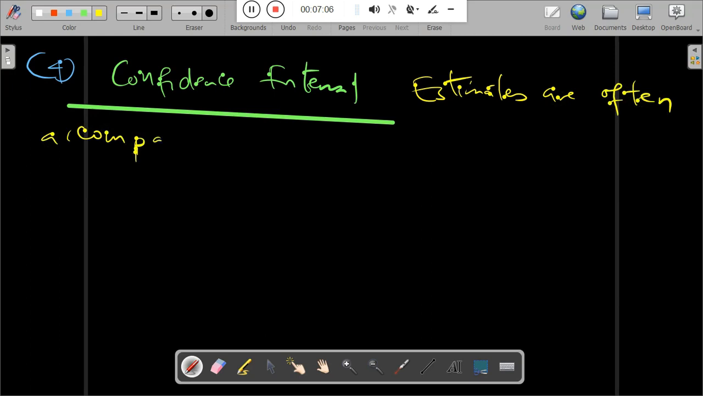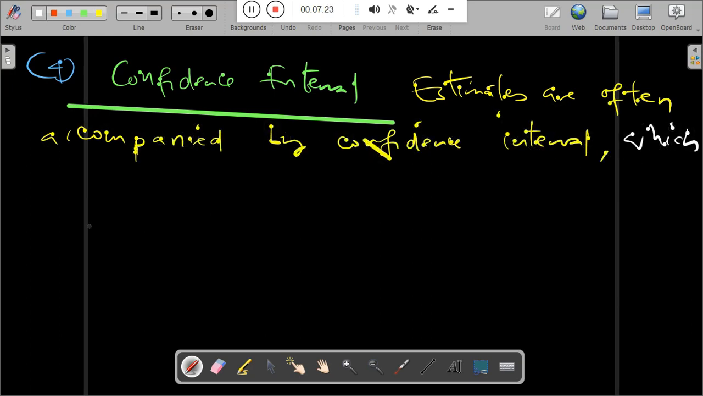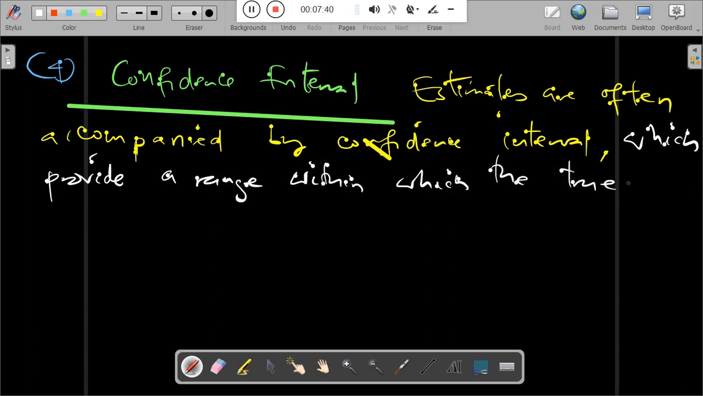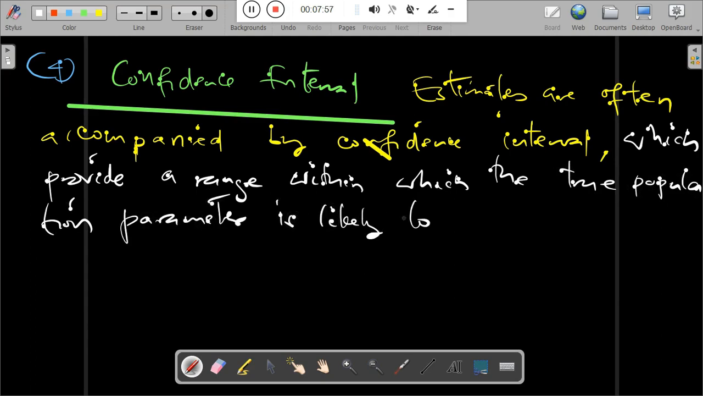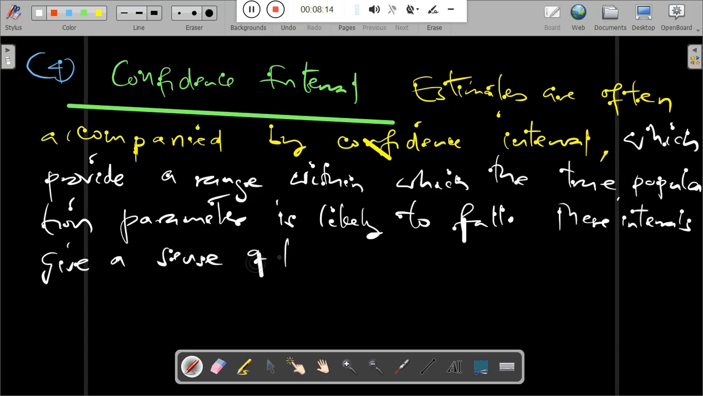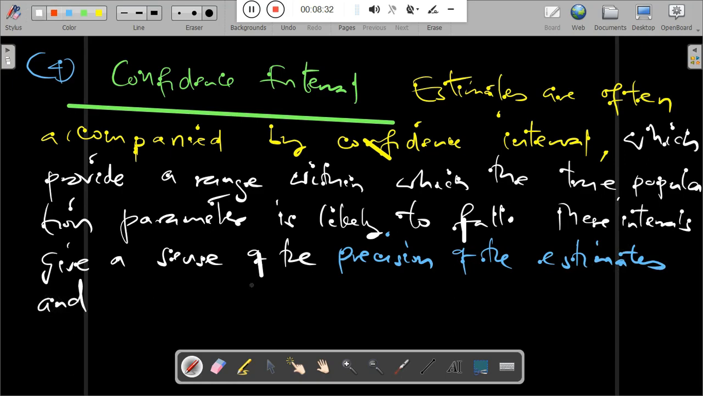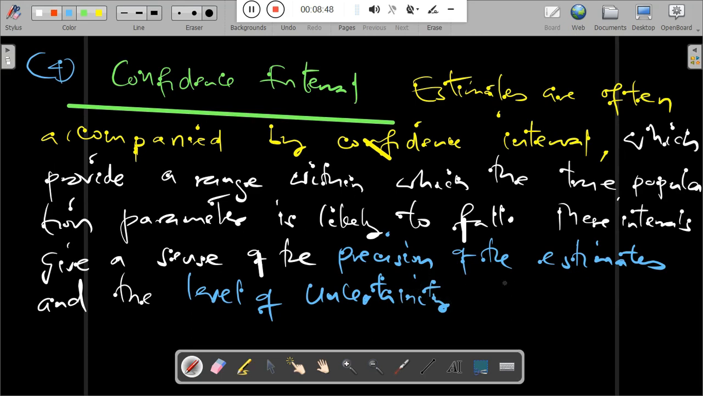This is the fourth concept involved in estimates in econometrics. The estimates are often accompanied by confidence intervals, which provide a range within which the true population parameter is likely to fall. These intervals give a sense of the precision of the estimates and the level of uncertainty associated with them.